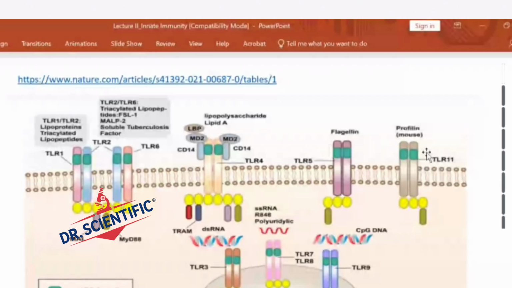Toll-like receptor 9 recognizes DNA, but this DNA has to be CpG. This CpG DNA is full of cytosine and guanine. Toll-like receptor 3 recognizes a PAMP called double-stranded RNA. This must be a virus. Toll-like receptors 7 and 8 recognize single-stranded RNA.